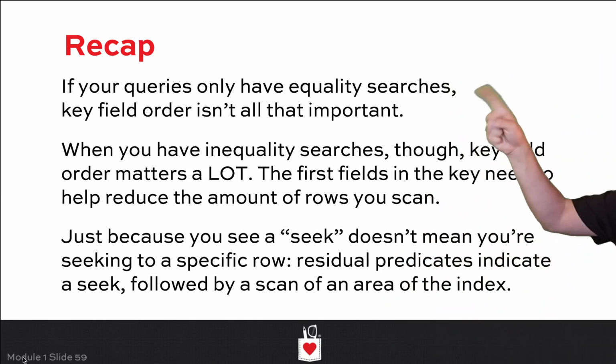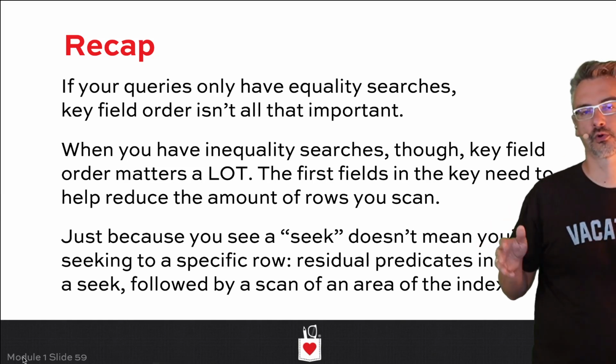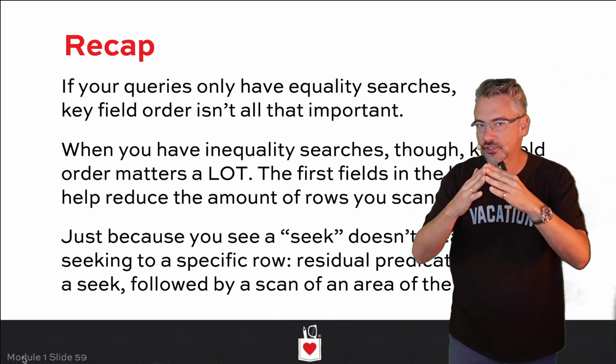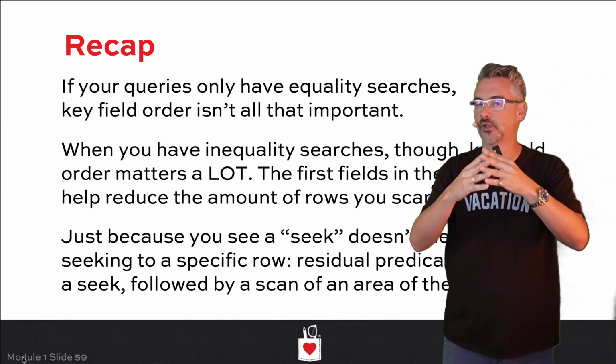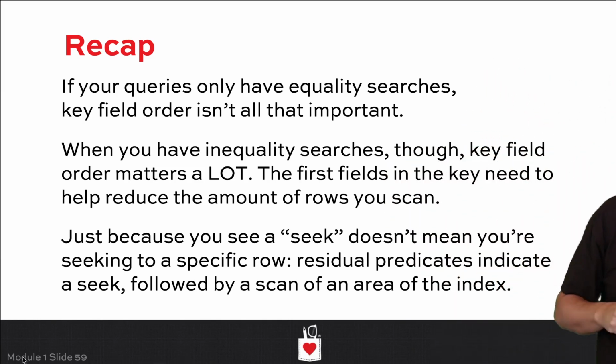Anyway, if your queries only have equality searches, then the order that you put them really isn't all that important. Doesn't really matter which one you lead with. The exciting stuff comes in when you have inequality searches inside your query. Then key field order matters a lot. Key field order is all about finding which one reduces your search space as much as possible, as quickly as possible. That's what selectivity is.